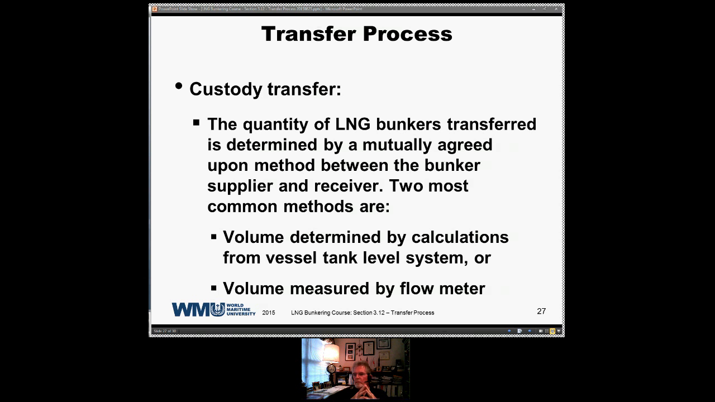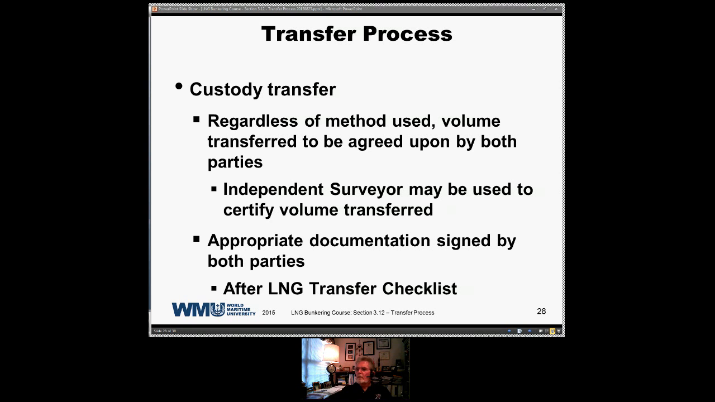used. This is the system that's certified by customs, and this obviously makes it a critical component to determining the volume that's been transferred. It's been approved by customs, used for assessing duties, levies, taxes, etc. So consequently, it's the one that's most accurate, and this is the one that is most commonly used. Regardless of the method used, the volume transferred has to be agreed upon by both.